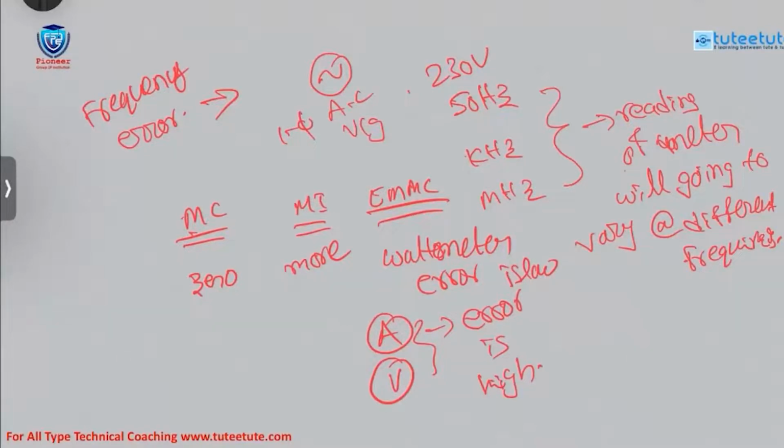And because of this frequency error, it is going to be limited up to 125 hertz. This moving iron instrument for measurement of AC is limited up to 125 hertz because of this frequency error.